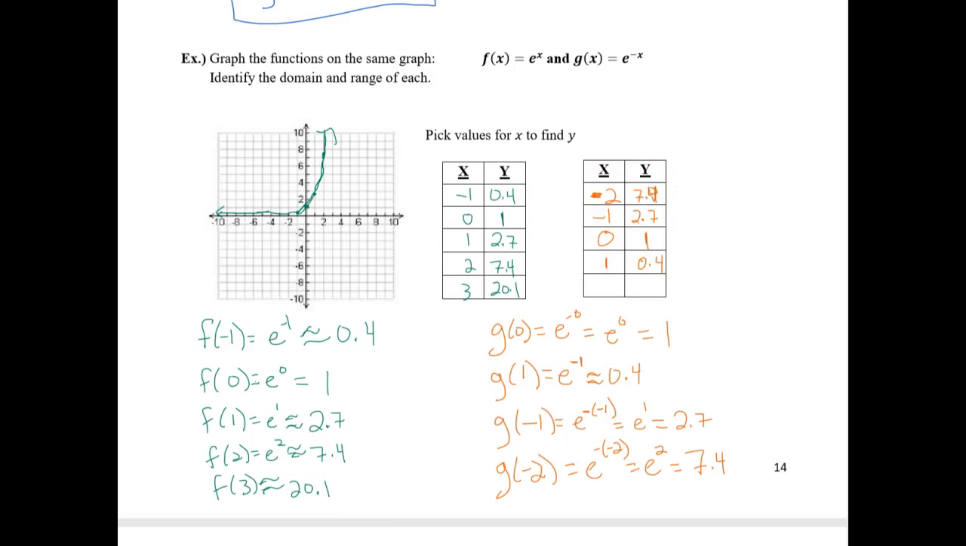So let's see, I have 1, 0.4, 0, 1, -1, 2.7, and -2 was at 7.4.